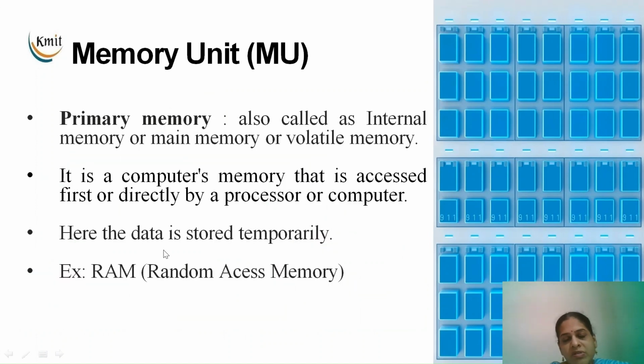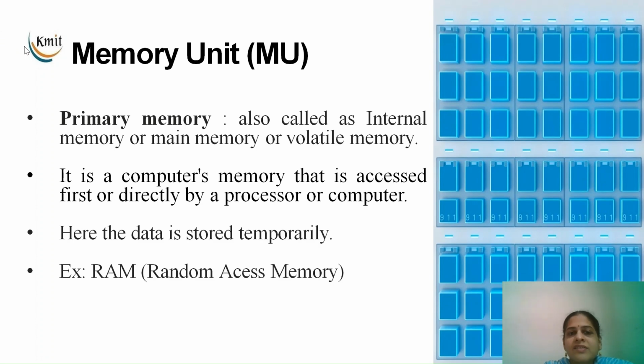So, what is the difference between the primary memory and secondary memory? There are two types of memories present in the computer. The first is the primary memory. The primary memory is also called internal memory or main memory or volatile memory. This is the computer memory that is accessed first, or directly, by the processor. Here the processor means the CPU. So whenever a CPU wants to execute a particular instruction, it has to be present in the primary memory.